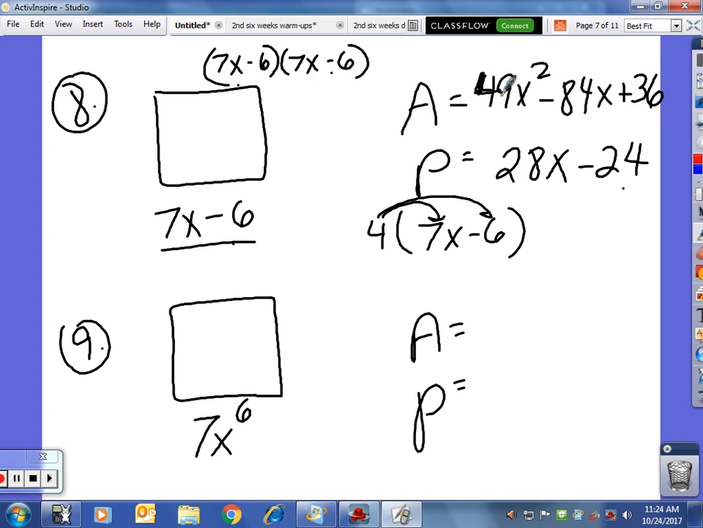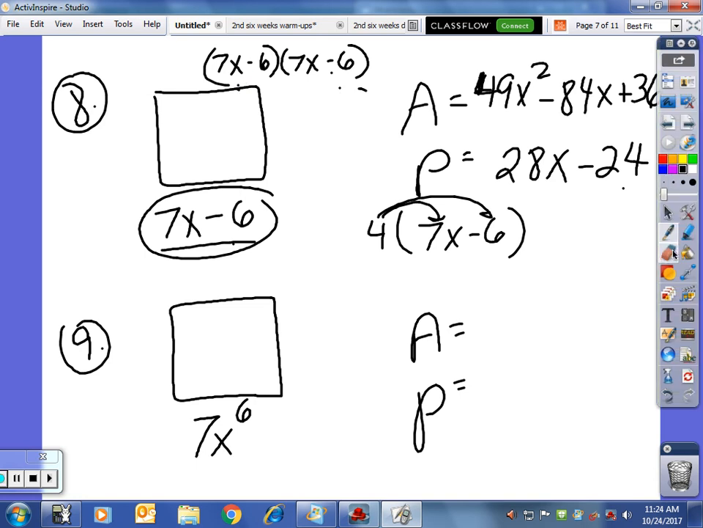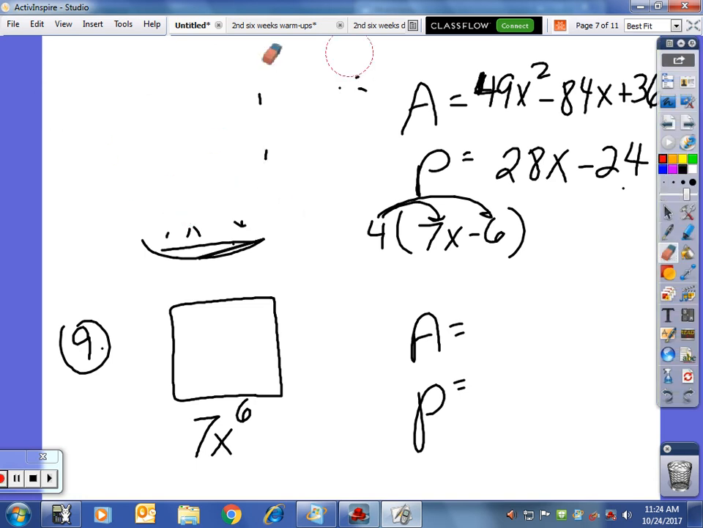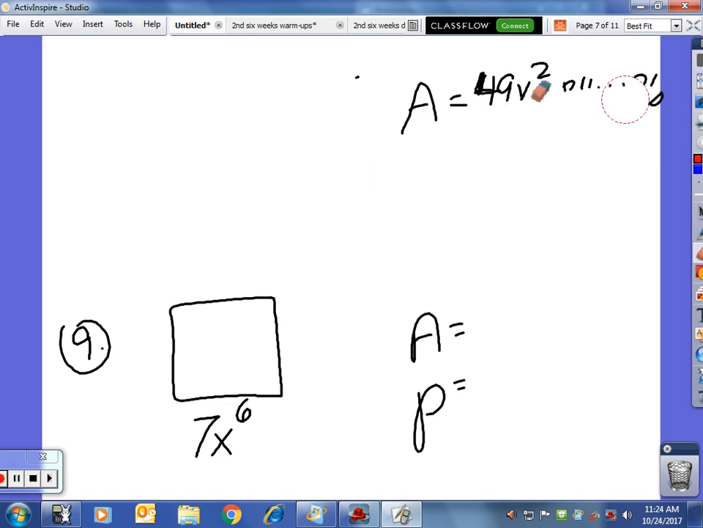Yes, if the dimension of the square has a plus or a minus, you can't do it in your head. You got to write it out side by side and do that FOIL thing. Well, it depends. We'll do 2 rectangles in a minute, which we were going to do anyway.